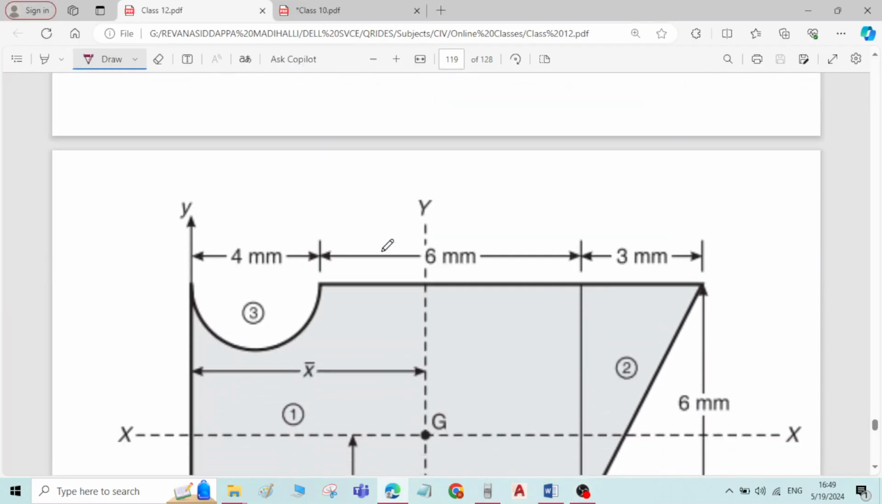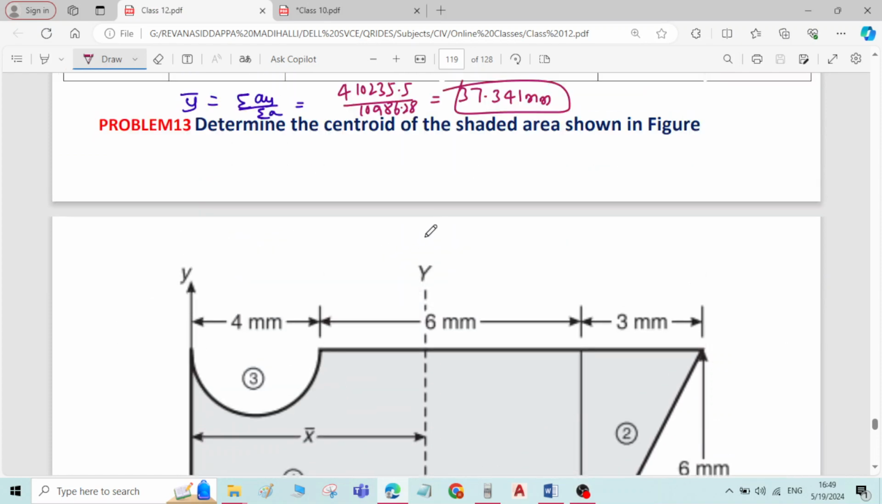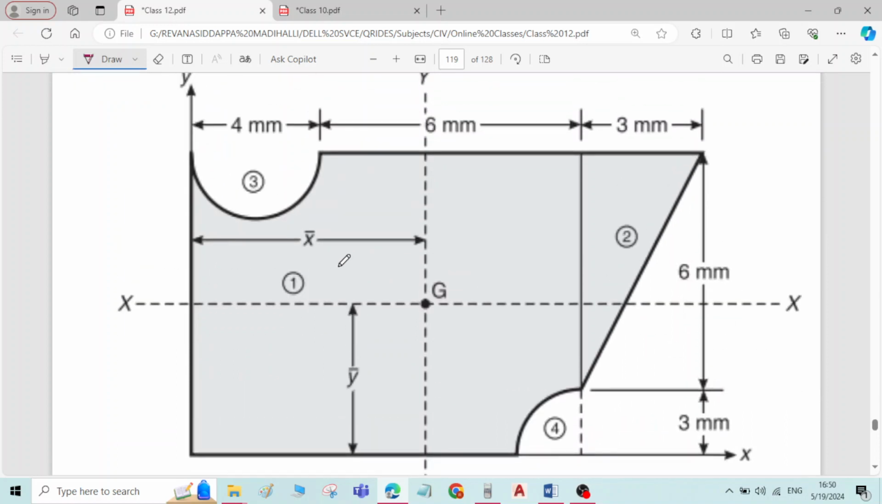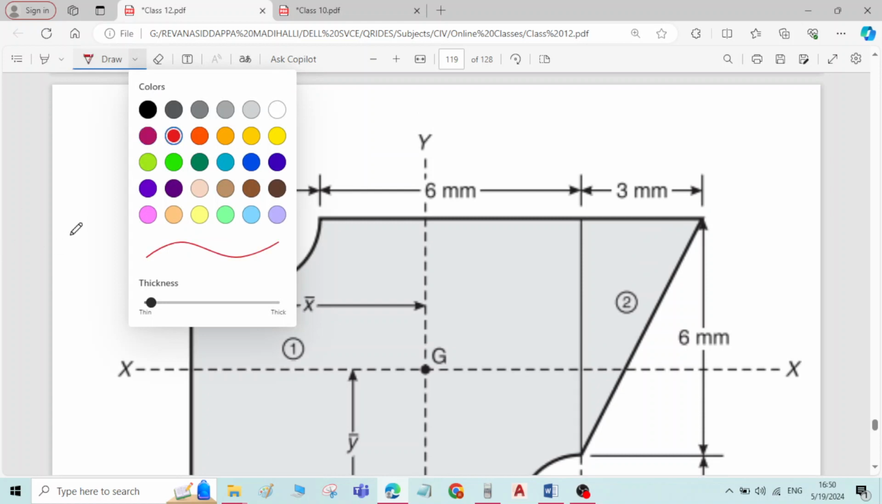Hi, this is problem number 13 on centroid of plane figures. Okay, we have to find centroid of the shaded area. If you observe the symmetry, it is not symmetrical about both the axes. So you have to find both x bar and the y bar. Let me draw the reference axis first.